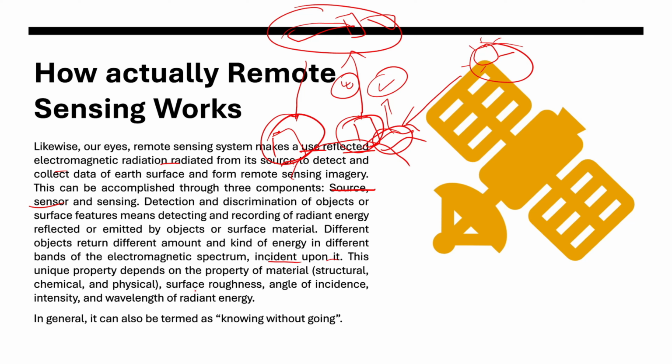I already said that: surface roughness, angle of incidence, intensity, and wavelength of the radiant energy. We will explain every one of these topics in the next slides. In general, it can also be termed as knowing without going. We can interpret the result without going to the target. That's how remote sensing works.